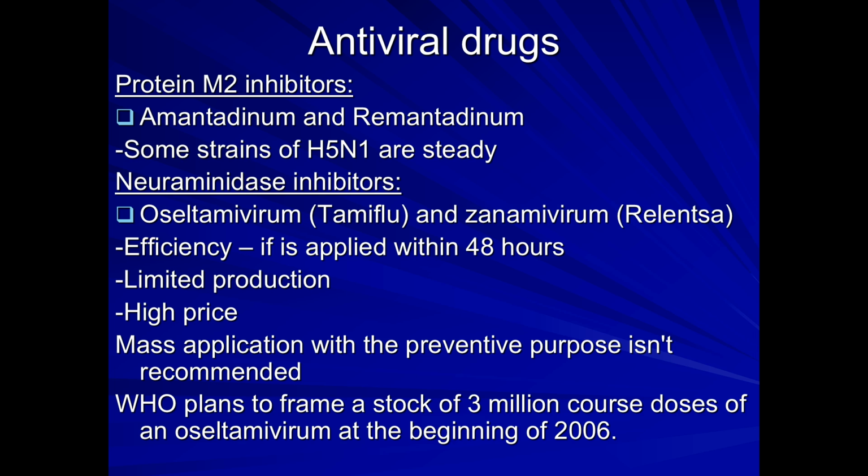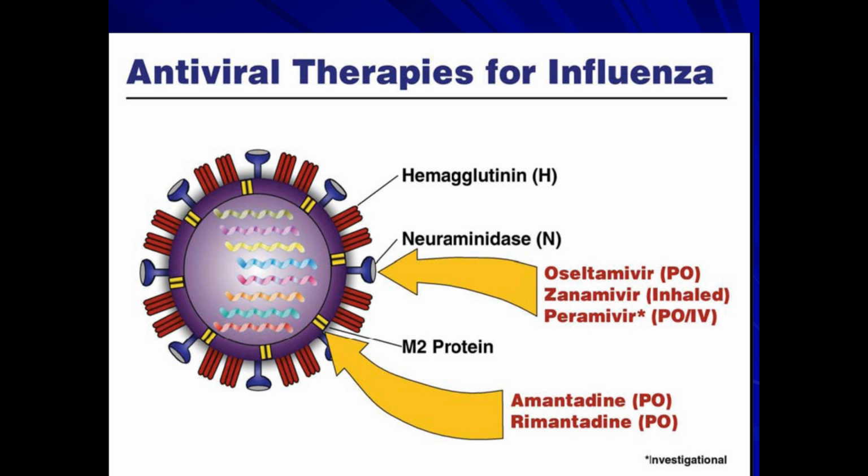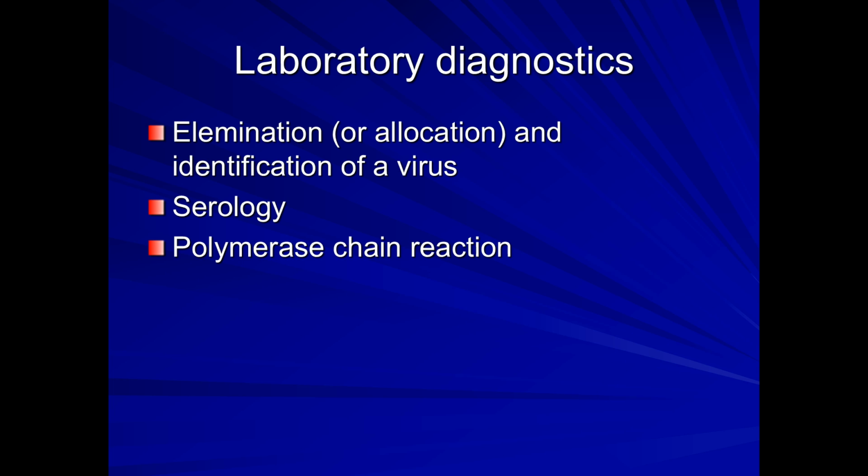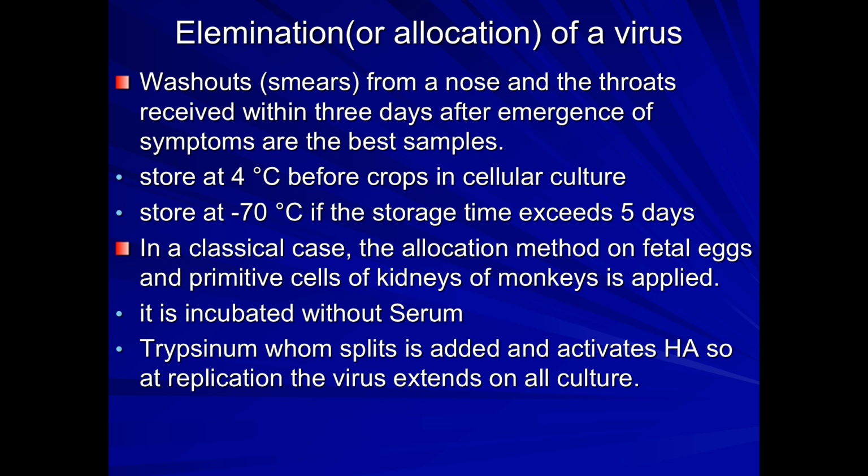Antiviral drugs: protein M2 inhibitors, neuraminidase inhibitors. Antiviral therapy of influenza: acetaminophen, zanamivir, peramivir, amantadine, rimantadine. Laboratory diagnostic: isolation and identification of a virus, serology, polymerase chain reaction.